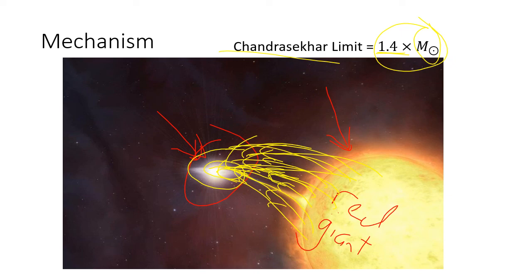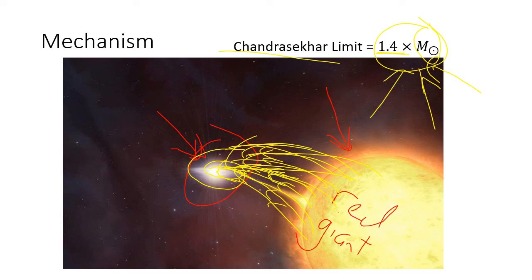And because they always go at the same moment, they always go when they reach 1.4 solar masses, they're always going to go off with exactly the same brightness, because they're always going off at exactly the same mass. Clever, eh? It's not certain this is definitely what's happening.